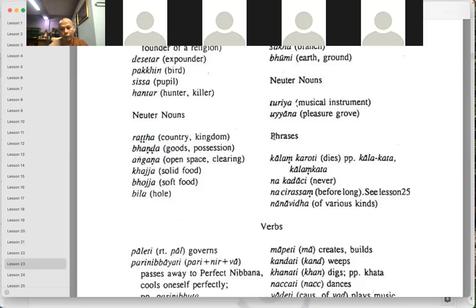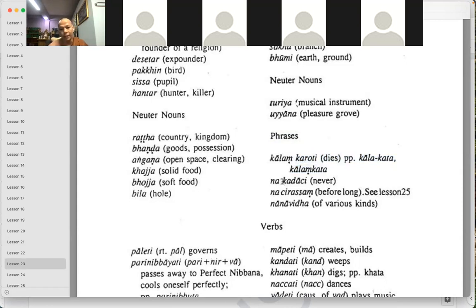So now phrases. So phrases also, actually, Karodi is he makes, Kala means the time. So he makes the time, the literal meaning of that phrase. But it means he passes away, he dies. So as a past participle, Kala Kata or Kalang Kata. Okay. So in this way.